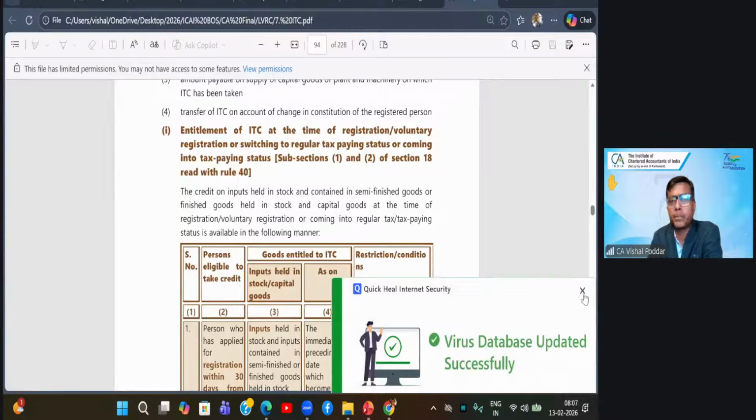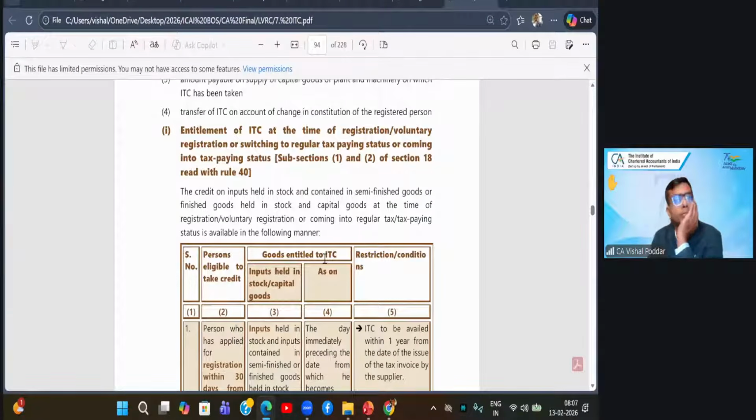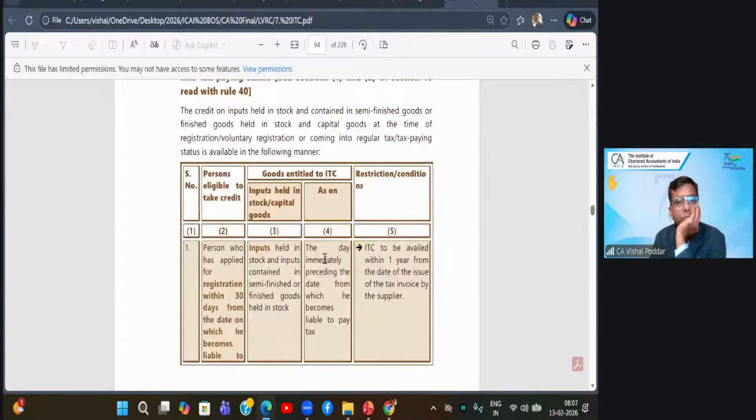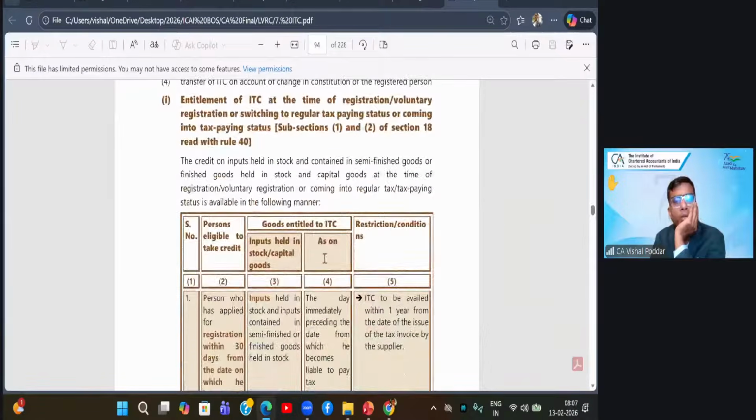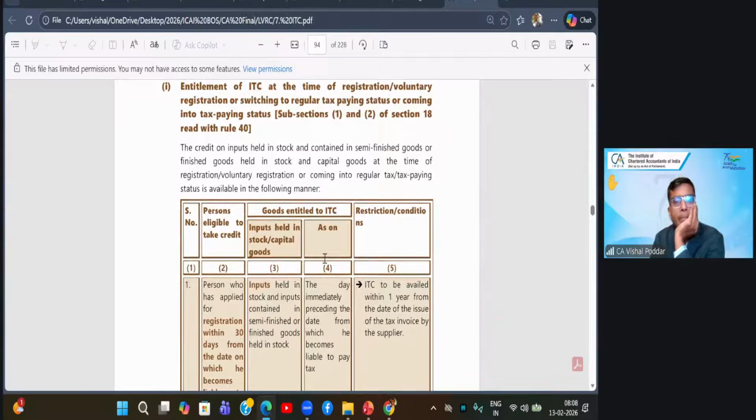We are from exempt, we are going to be taxable. So proportionate ITC, which is after reversing 5%, I suppose, sir. Okay, reduced, that we can take. So is this the section 18 you are talking about on my screen? We are switching to regular tax paying status. Yes, sir. Okay. Now in this, which part you are talking about? Just read this. The credit on it.